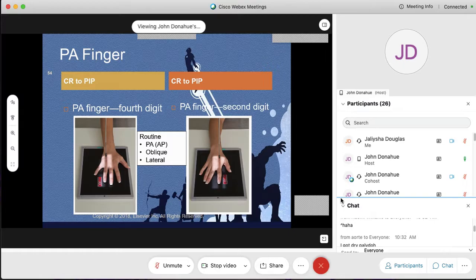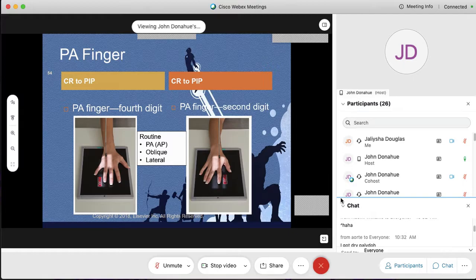Now, for the central ray on a PA finger, the central ray will always be to the PIP. If you remember, that stands for the proximal interphalangeal joints. The easiest way to remember that, when you're doing an x-ray on fingers 2 through 5, you're always going to put the central ray basically at the patient's knuckle. I'm sorry, not the knuckle, the middle of the finger. I'm jumping ahead. Middle of each finger, where the finger bends at that PIP. Put your central ray on each of those little indentations. That's perfect centering every single time.